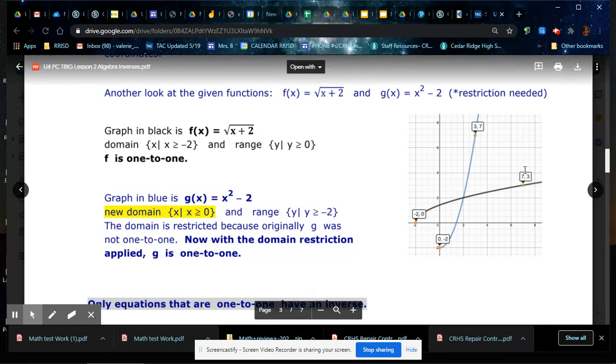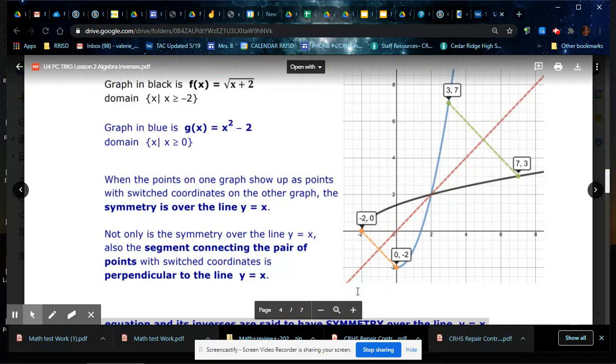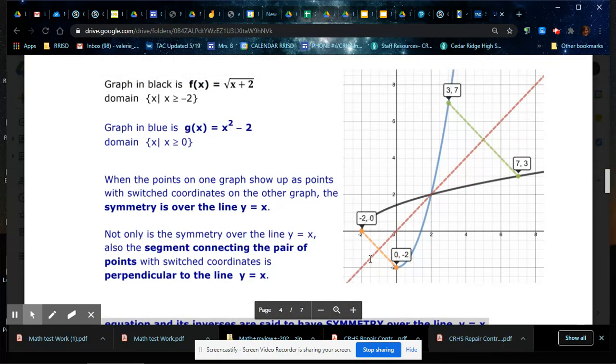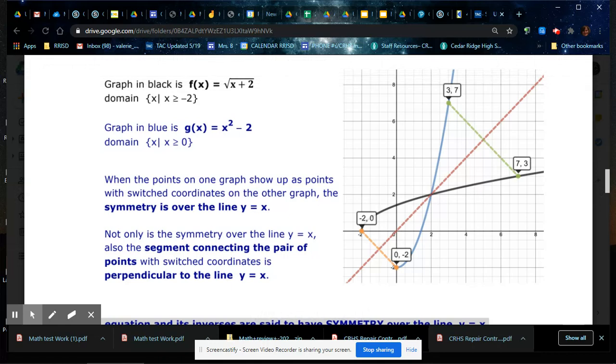The square root one was already one-to-one, but the quadratic was not. All right, now we see a nice symmetry going on here as well, because look what else is going on. This is the line y equals x, this dotted red line. Functions which are inverses of each other are exactly symmetrical about the line y equals x.